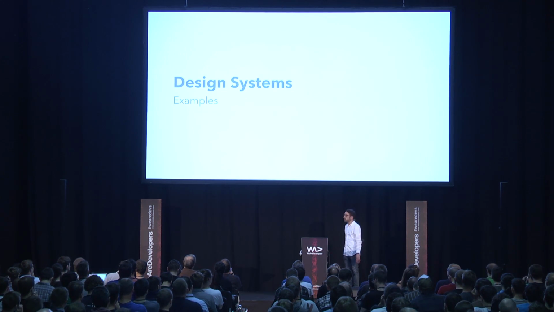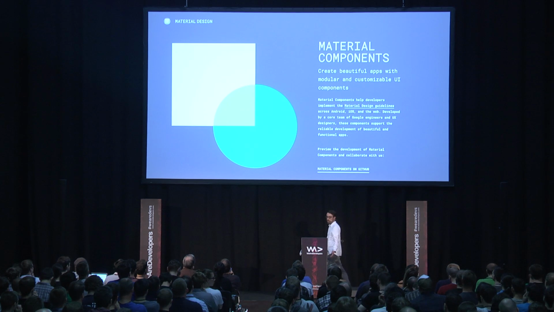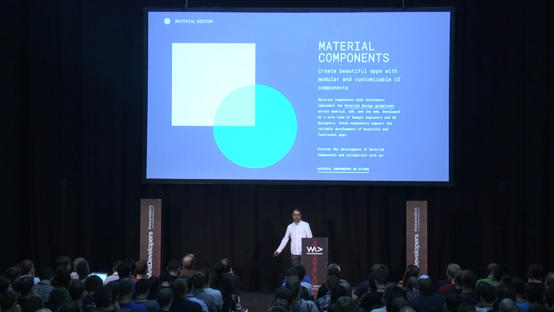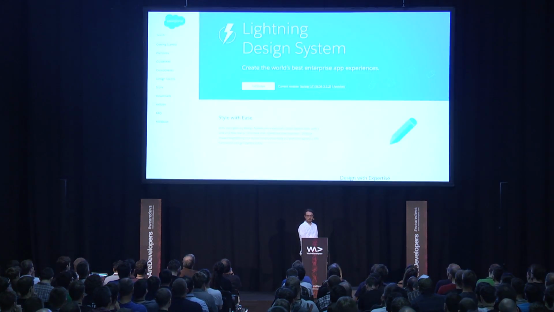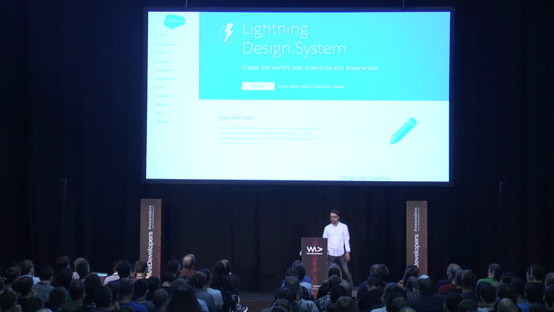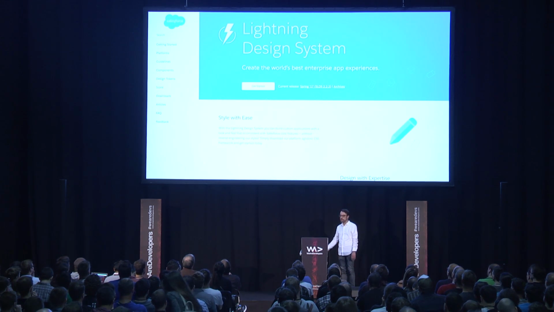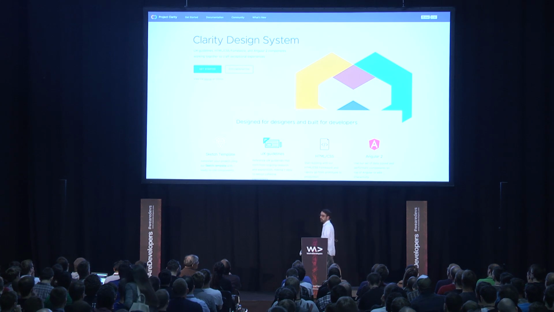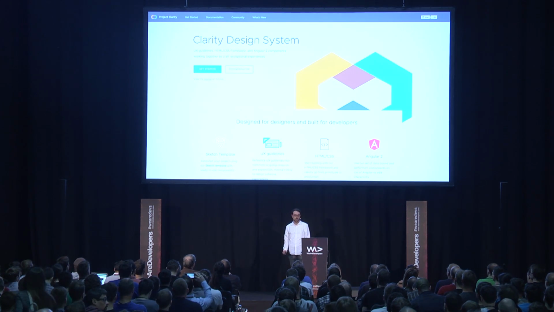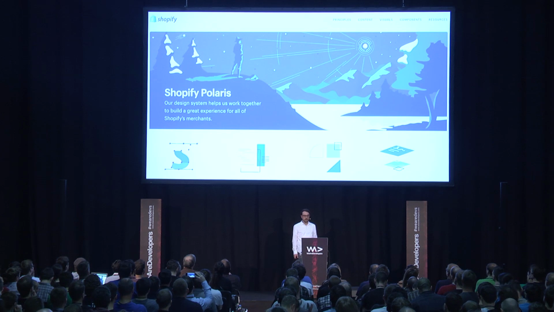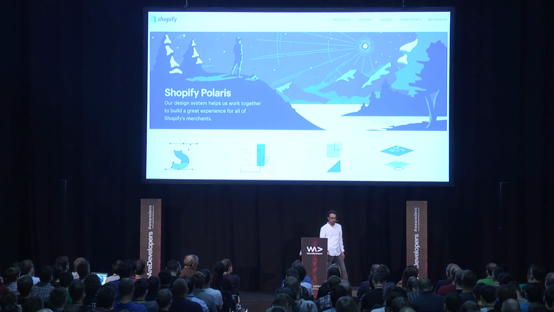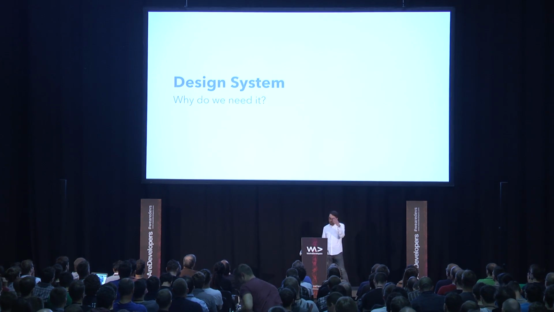Some examples of design systems. I'm pretty sure you know Google Material Design, one of the, I think, most famous design systems. One which I really like is the Salesforce Lightning Design System. Then we have this one from VMware, Clarity Design System, and recently launched, I think last month, was the Shopify design system. So why do we need a design system?